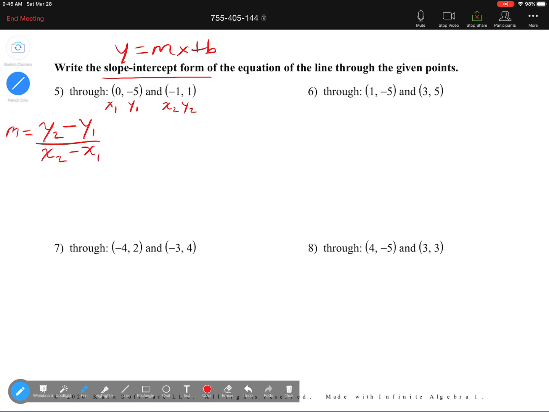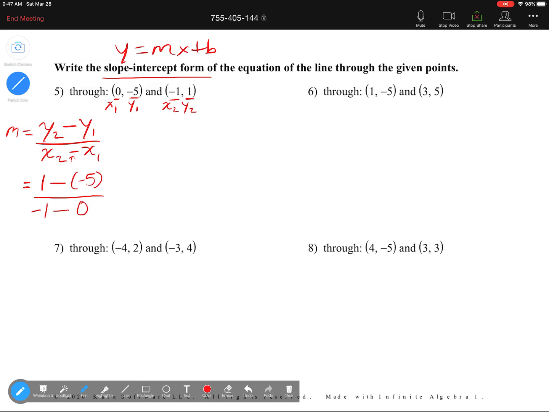And so now what we're going to go ahead and do is place our values in where they appropriately belong. So for our y2, we have a value of 1. So we're going to go ahead and place 1 in there, minus our y1. In this case, we see that it is negative 5. All over our x2. In this case, we see that x2 is negative 1, minus, from the slope formula, our x1. In this case, we see that that is 0.